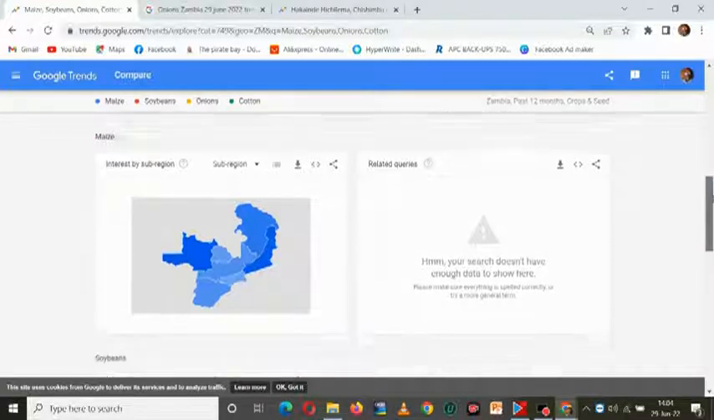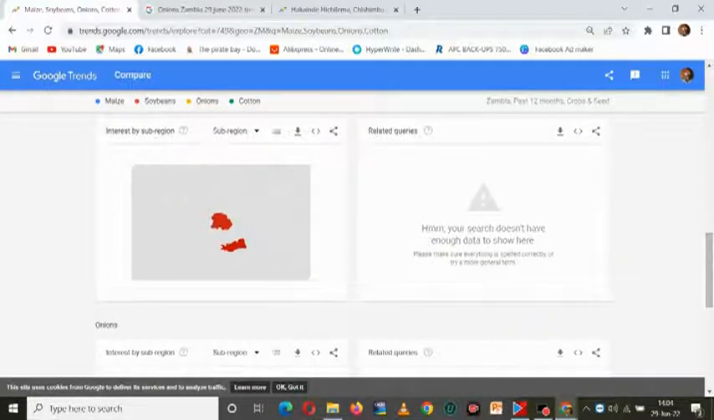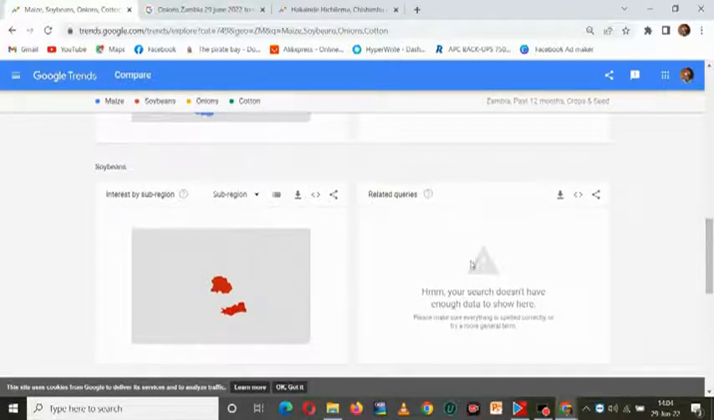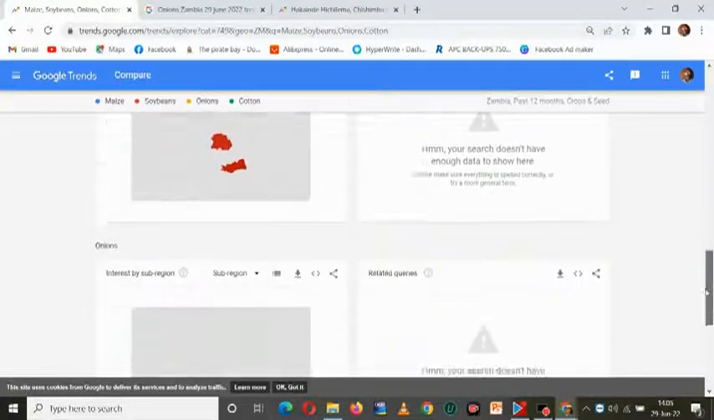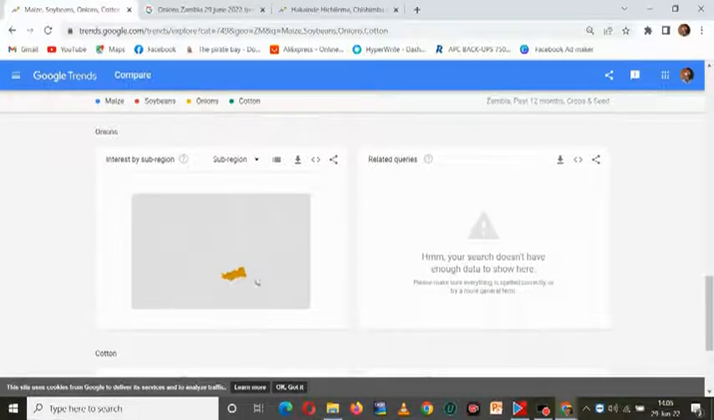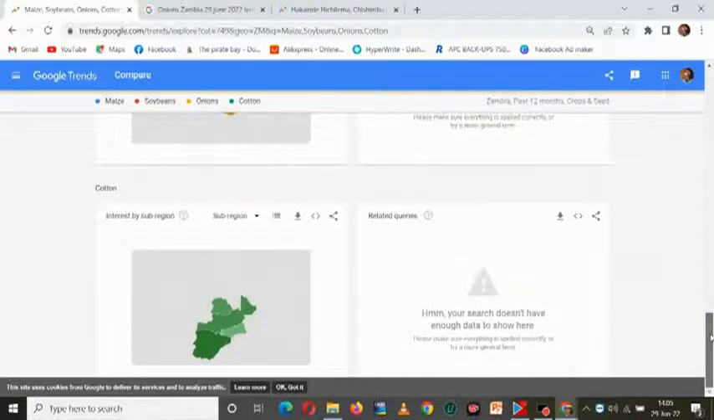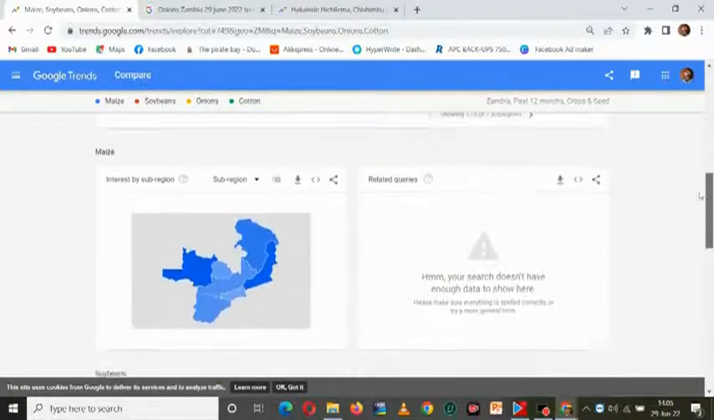Then let's look at the performance of these others. Now you will find that soybeans, it was only the Copper Belt and the Lusaka Province, 93 and 100 searches here. Then the onions is just Lusaka, which is 100 searches. But cotton is the Central Province, Copper Belt, Lusaka, and Southern Province. That's where the search interest was. Now, we are looking at regions.